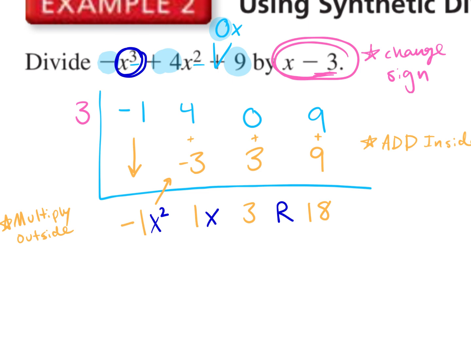Why is it x squared first? Because it's always 1 degree less than the degree you started with. So no matter what, it's going to be 1 degree less? Yes. So my answer would be -x squared plus x plus 3, remainder 18.